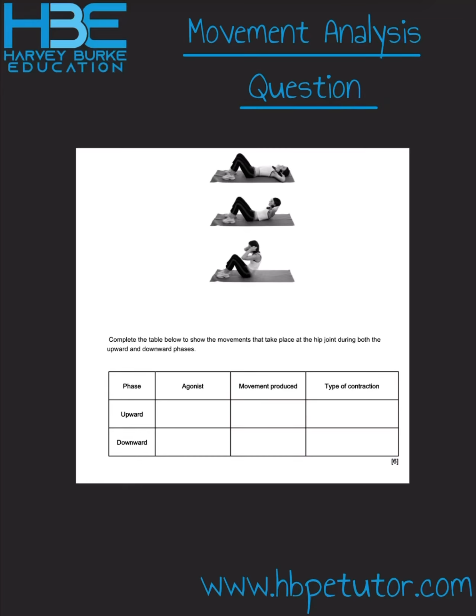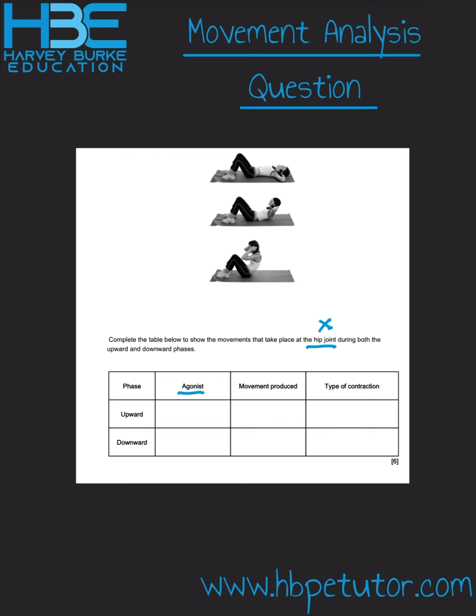If you do A-level PE and you're struggling with movement analysis questions, listen up to this. So they're asking here about the movement at the hip joint. The first thing that students will get caught out with here is that they'll see this movement and automatically think, oh, if I'm doing sit-ups, I'm training the abdominals. So they'll go with the abdominals as the agonist. But the abdominals don't cause movement at the hip.